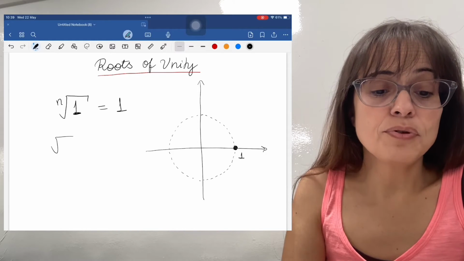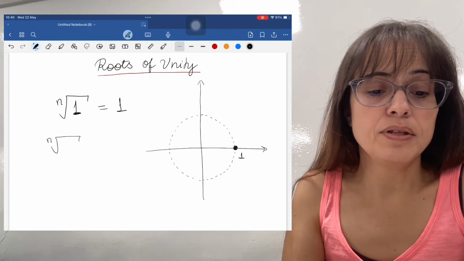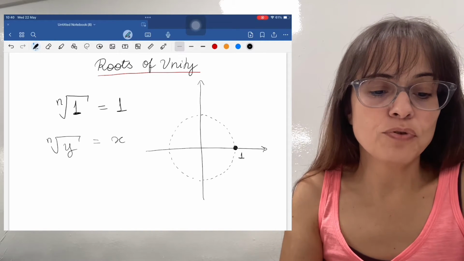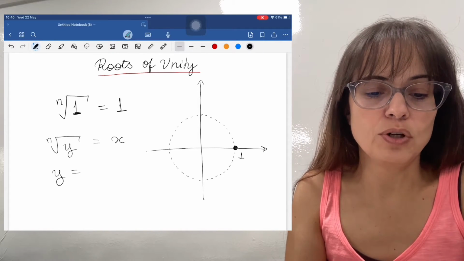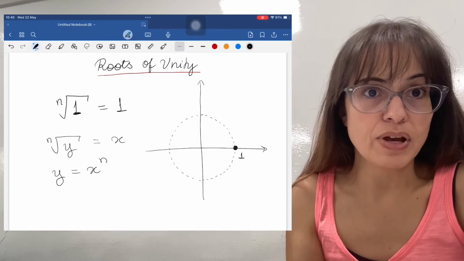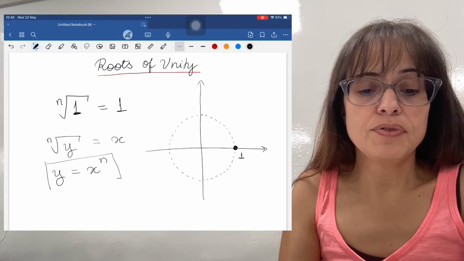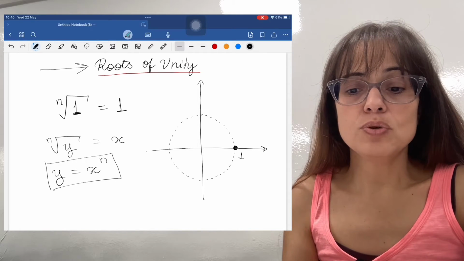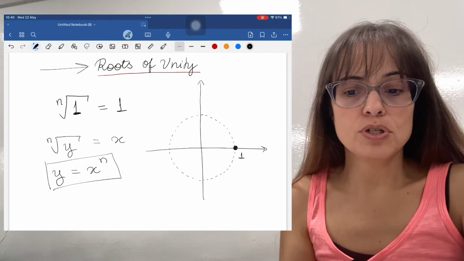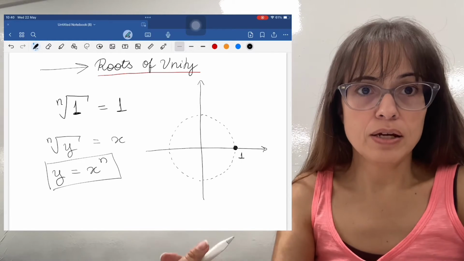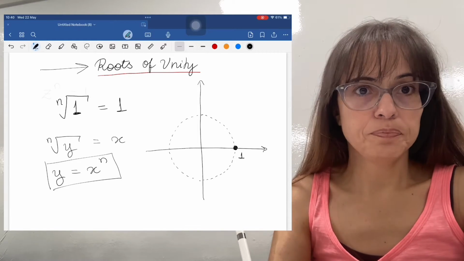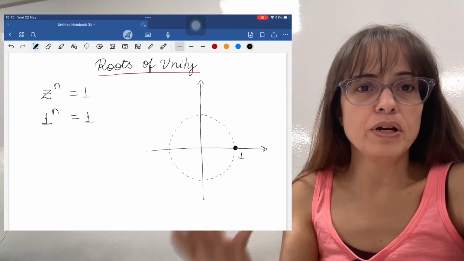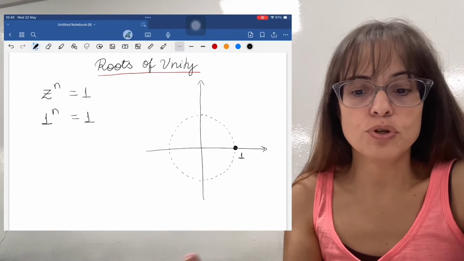So it is a different thing to say that the nth root of y is equal to x, or to ask for the solutions of the equation y equals x to the power of n. And it is a lot more in this sense that we are going to talk about the roots of unity. I am interested in what complex numbers to the power of n are equal to 1. Of course, 1 to the power of n is always going to be equal to 1, no matter the value of the n that you are using.